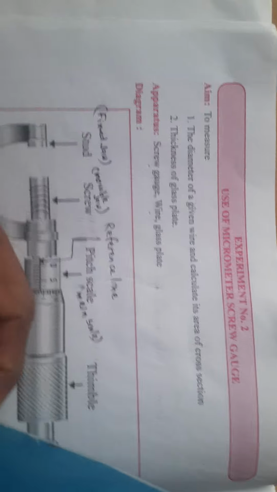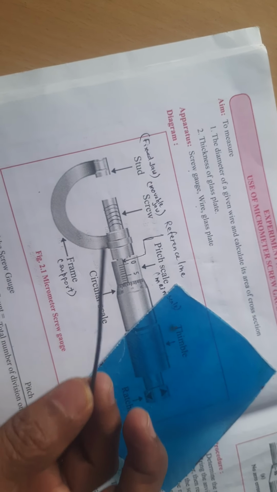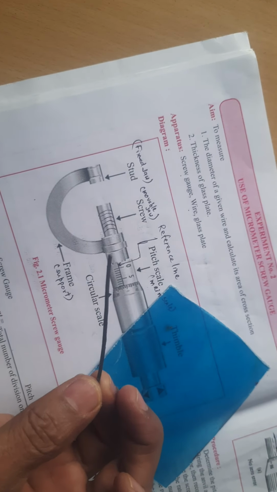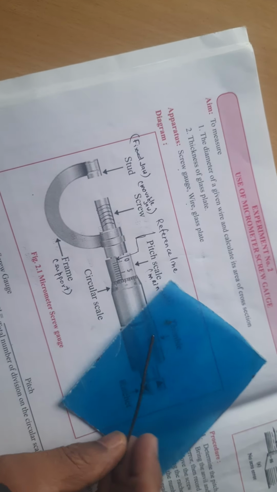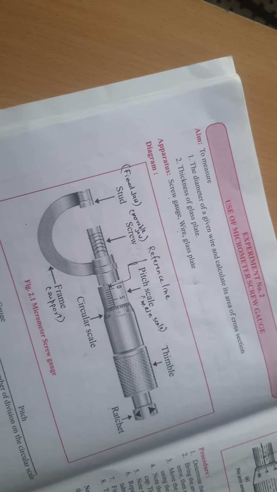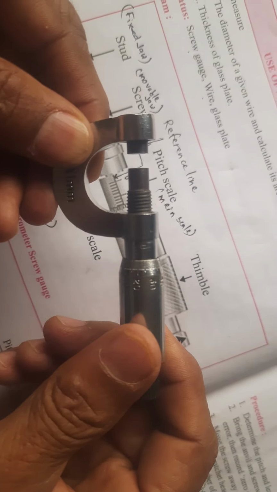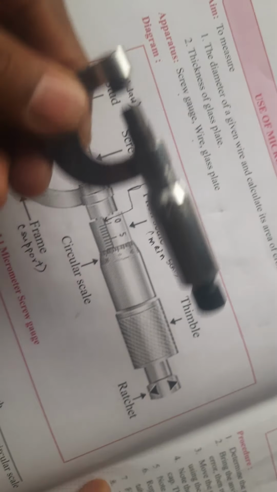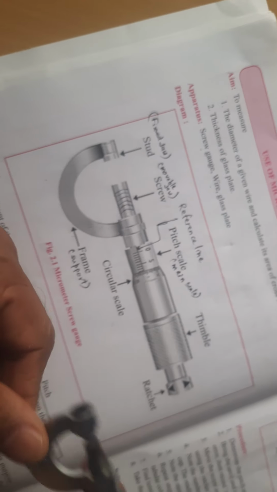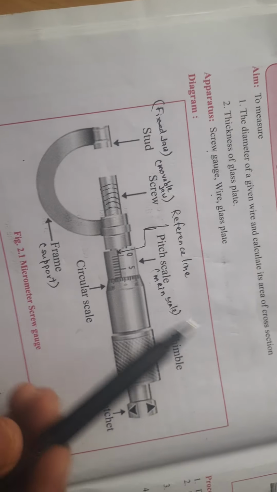Now this is the glass plate or the fiber plate, and this is the wire, of which we have to measure the diameter. And this is the micrometer screw gauge, the instrument micrometer screw gauge. Now the diagram is given here. What are the different parts of the micrometer screw gauge, that we will see now.